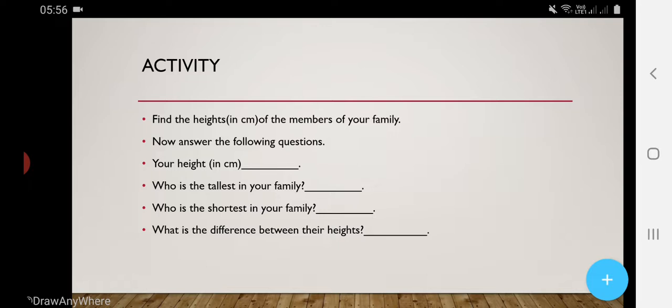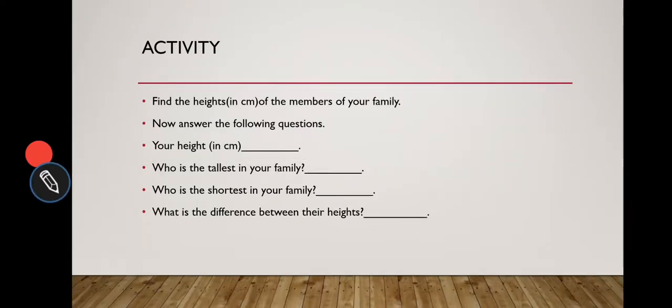Okay, now your height in centimeter. Who is the tallest in your family? Who is the shortest in your family? What is the difference between their heights? This should be in centimeter.